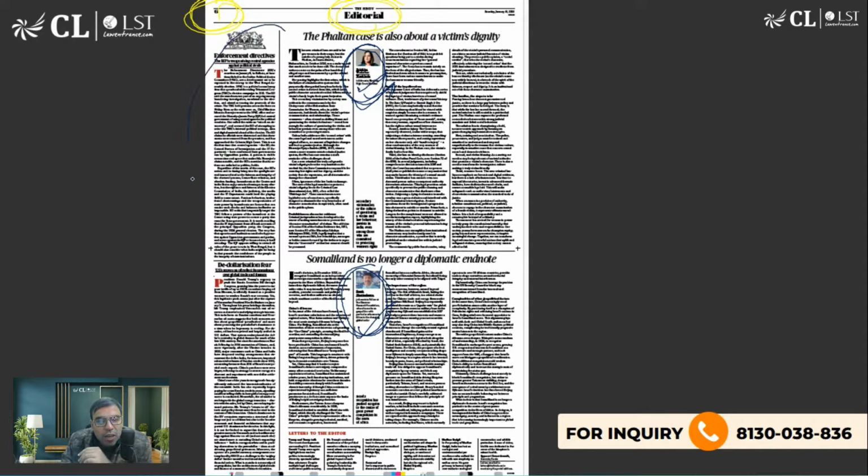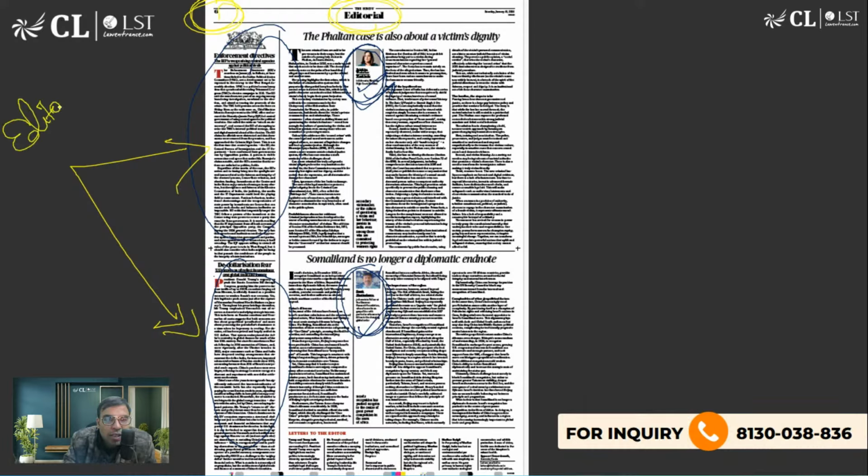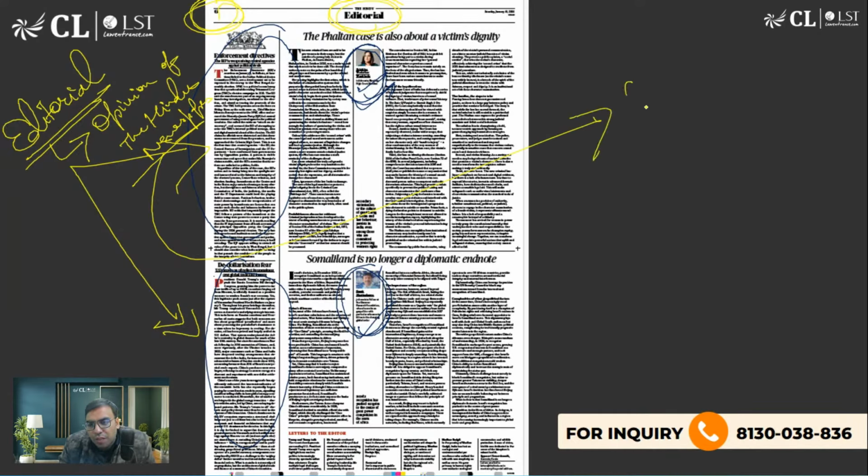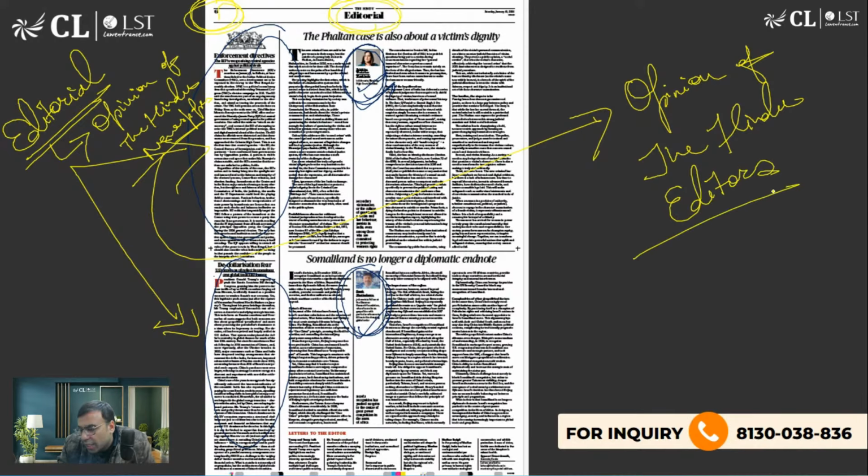On the left side, you will find these two articles, this one and this one. I hope you are able to see the two columns on the left, but you will not find the names of the author mentioned for these two articles, and that is why it is called the editorial. The left side is the editorial, and these reflect the opinion of the Hindu newspaper, or I would say the opinion of the Hindu editors, the edit page editors. So the article which is authorless reflects the opinion of the Hindu newspaper, or I would say the Hindu editors.